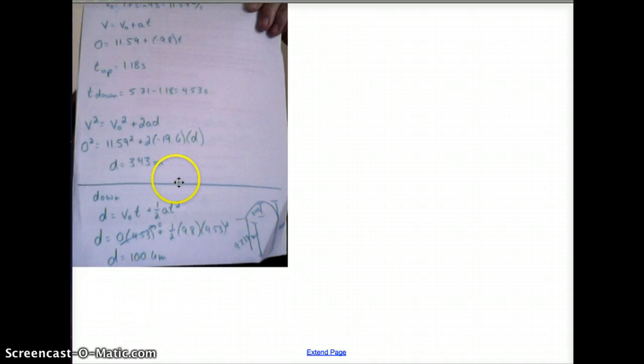On the way back down, I then had enough information where I could solve for how far it fell using d equals v naught t plus 1/2 at squared. And when I did that, I got 100.6. So I subtracted those two, ending up with a value of 97 point, I can't read my own handwriting, I think 97.17 meters. Again, I was using my phone calculator. I don't have my nice calculator at home right now.